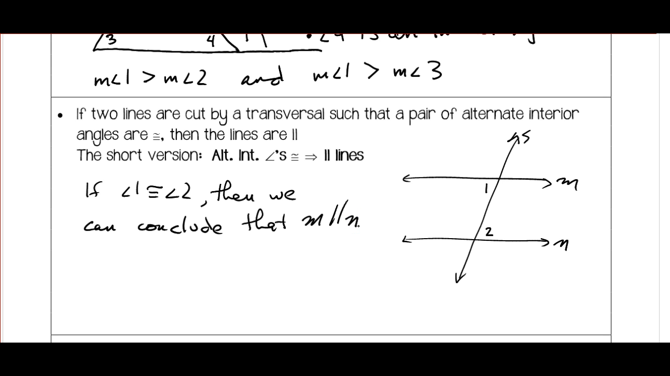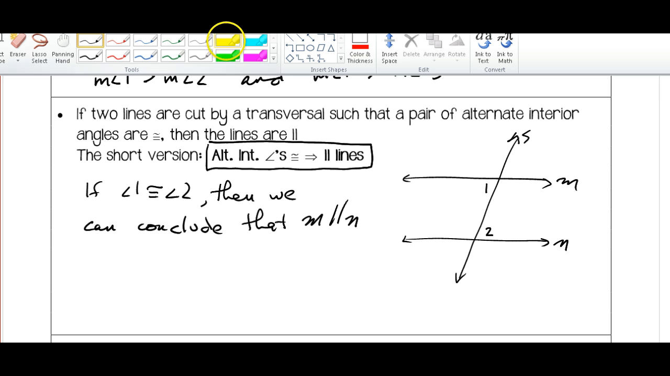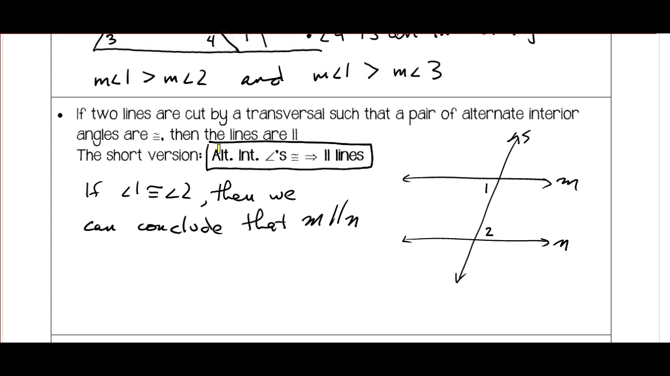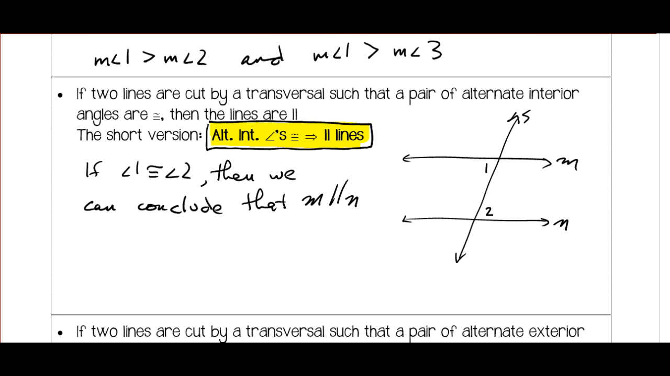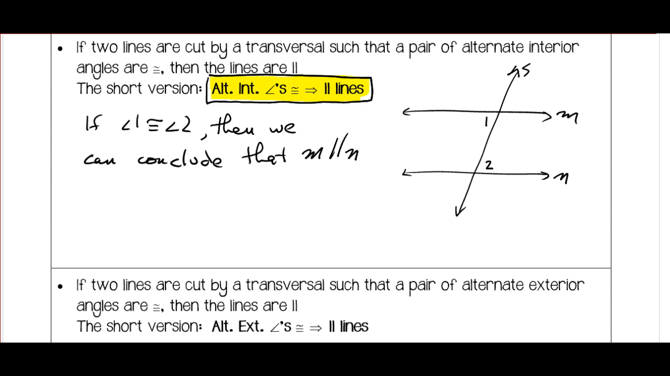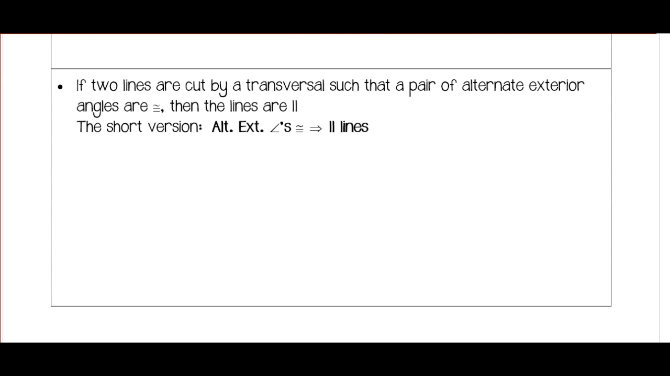Okay, now when we use this in proofs, we can use this shortcut, and I encourage you to learn the shortcuts. You don't have to, you can write out the whole if then if you want. So alternate interior angles congruent implies parallel lines. Alright, if you like that, you can use that. I would encourage you to, but again, if you don't want to, you can write out the whole if then statement. Okay, so that's one way to prove that lines are parallel, if we can get the alternate interior angles congruent. So the next one is very similar. If two lines are cut by a transversal such that a pair of alternate exterior angles are congruent, then the lines are parallel.